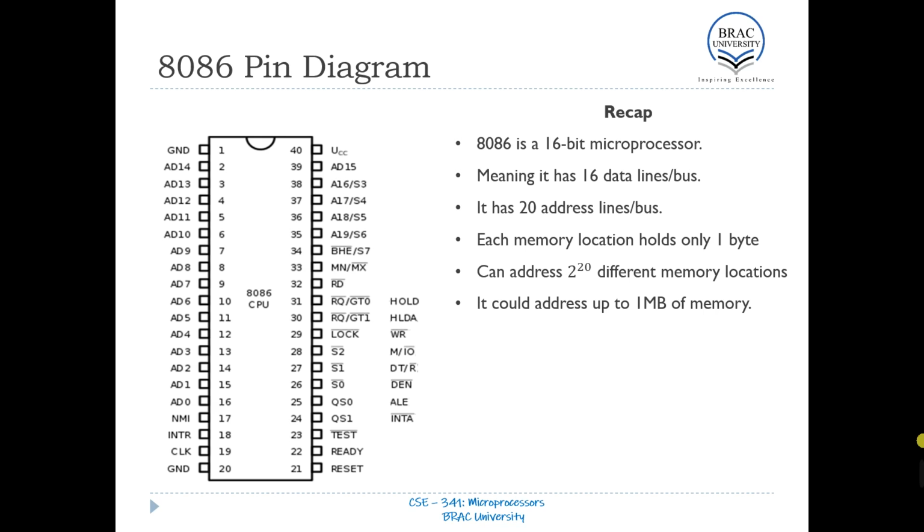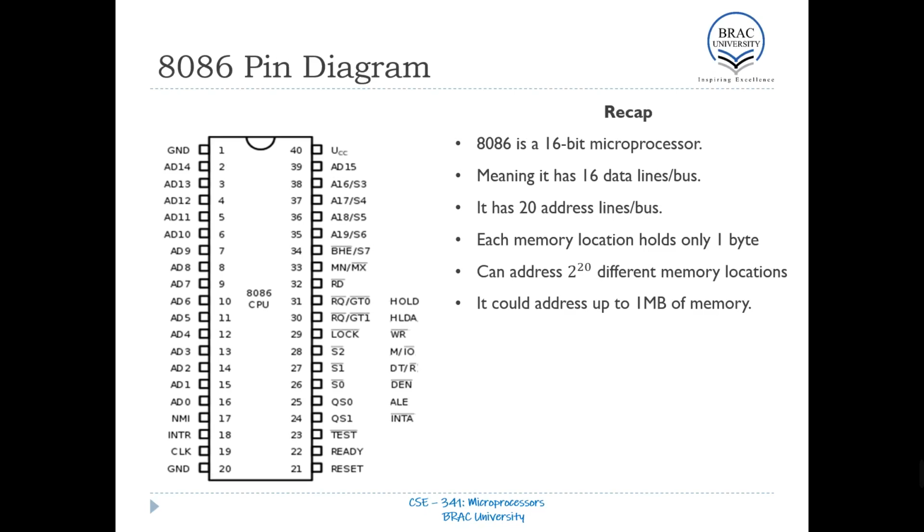Since each memory location can hold only 1 byte and we have 2 to the power of 20 memory locations possible, then 8086 can access up to 1 megabyte of memory. All these points are very important for us to remember to understand today's lecture and for all other lectures. Let us now start with the pin descriptions.